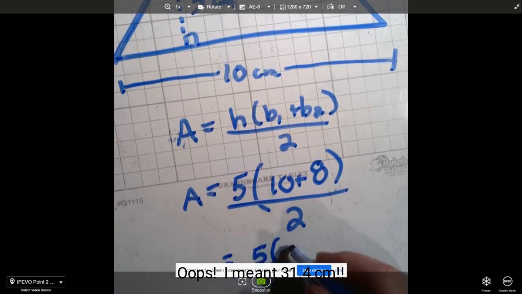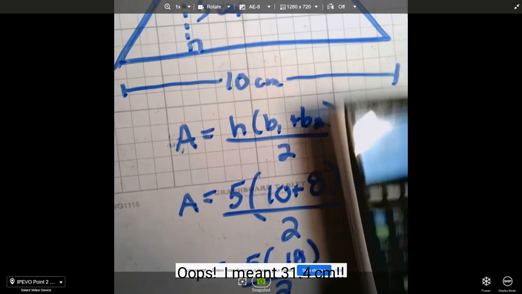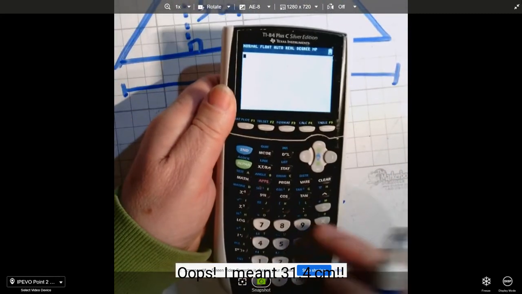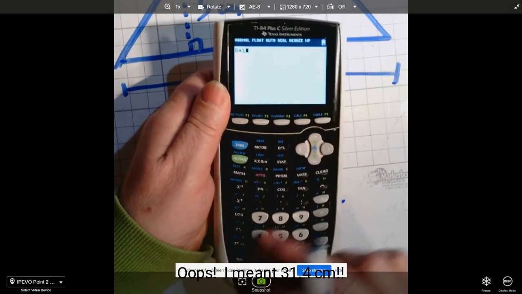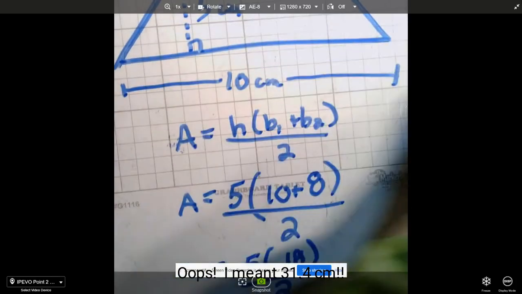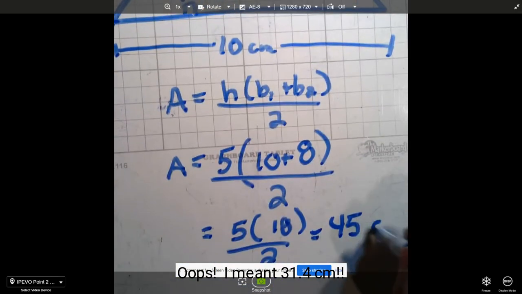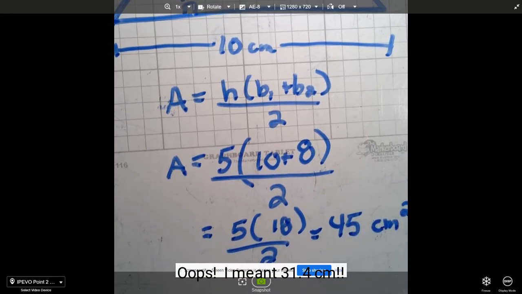This will be 5 times 18 over 2. You can just grab your handy dandy little calculator. Here we go. 5 times 18 divided by 2 will give you 45. And remember, your units are centimeters squared. Area always has square units.